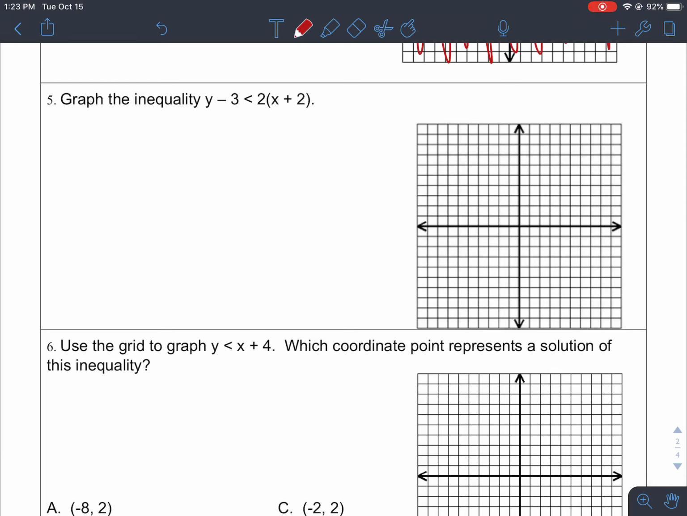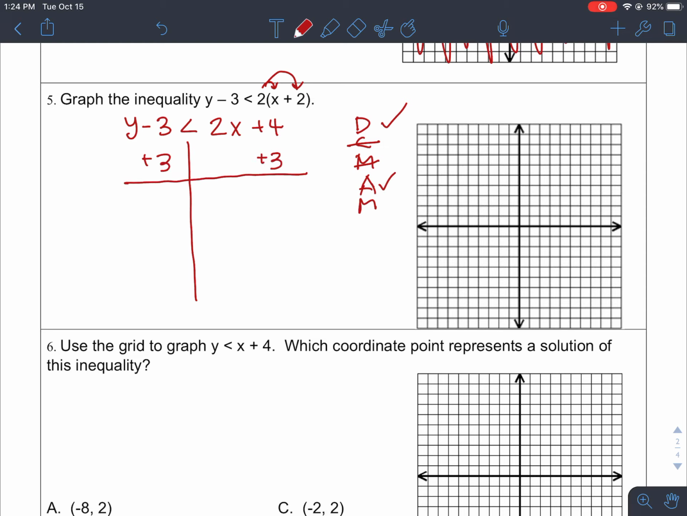Number 5 says graph the inequality y minus 3 is less than 2 times x plus 2. This one has a few more steps, but it's still the same thing that we've been doing. Now I actually do have to distribute, and what tells me that I have to distribute are the parentheses, so I'm going to distribute 2 to the inside. I'm going to rewrite the left side, so y minus 3 is less than 2x plus 4. I don't need to combine like terms or move variables, but I do need to add or subtract. I'm going to add 3, and I'm left with y is less than 2x plus 7.